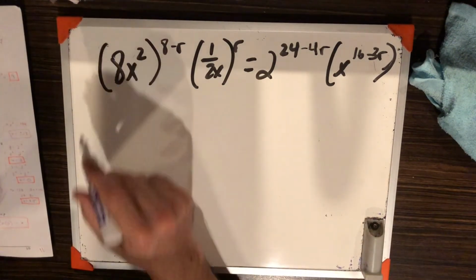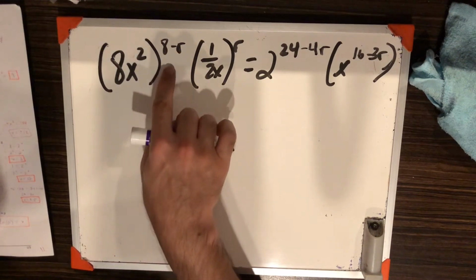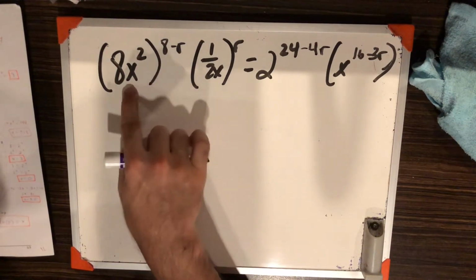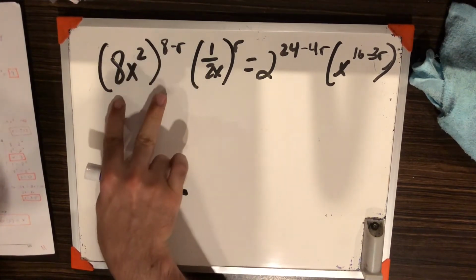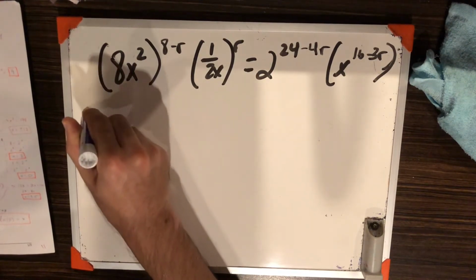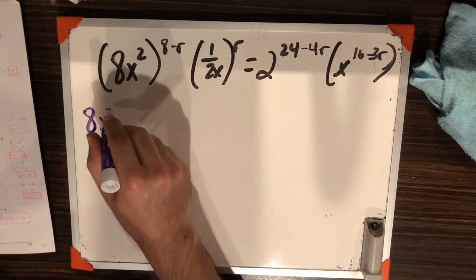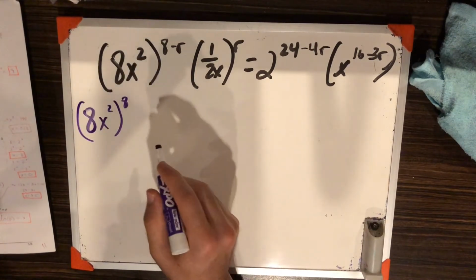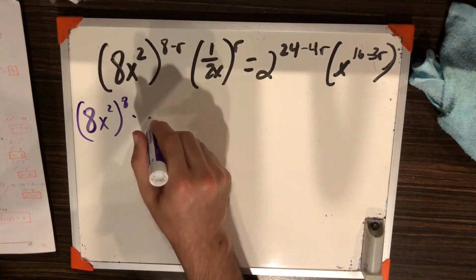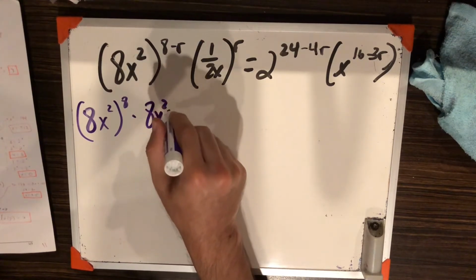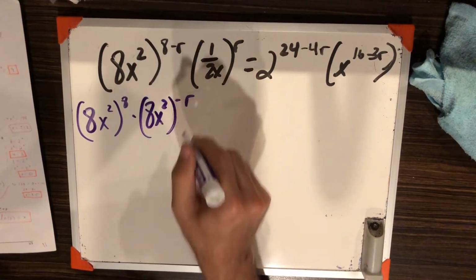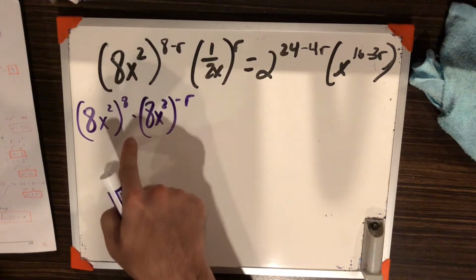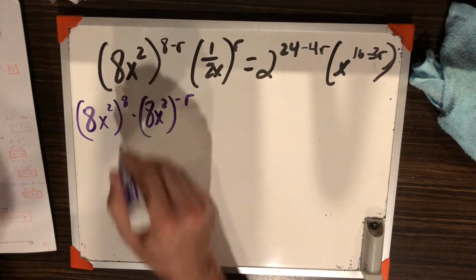So let's choose our left side. So if we're choosing our left side, again, kind of break down what these actually mean. I can expand this by saying 8x squared to the power of 8 times 8x squared to the power of negative r. Again, this and this mean the same thing.